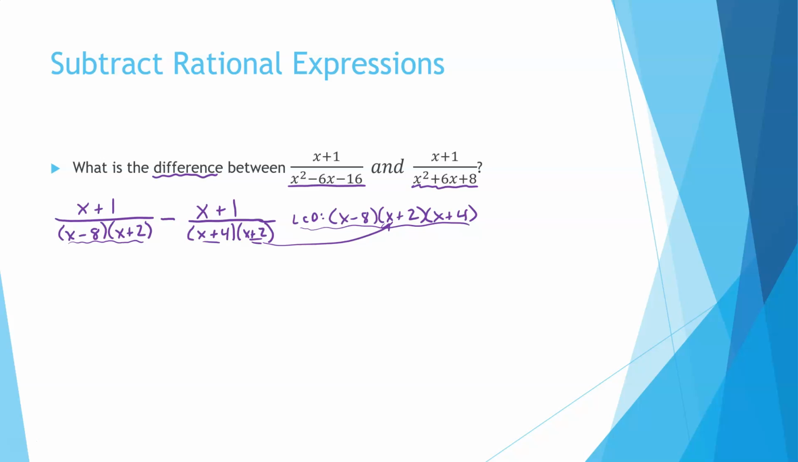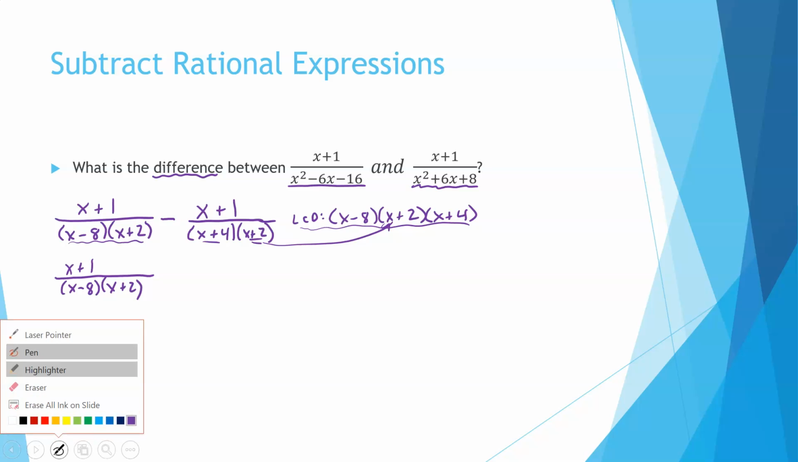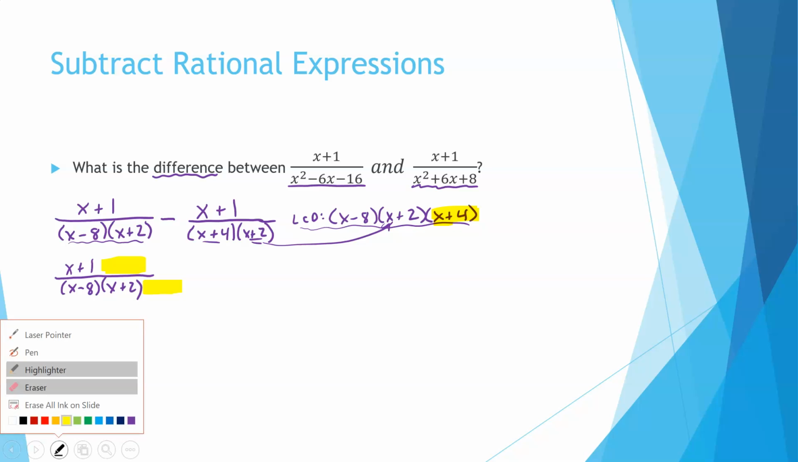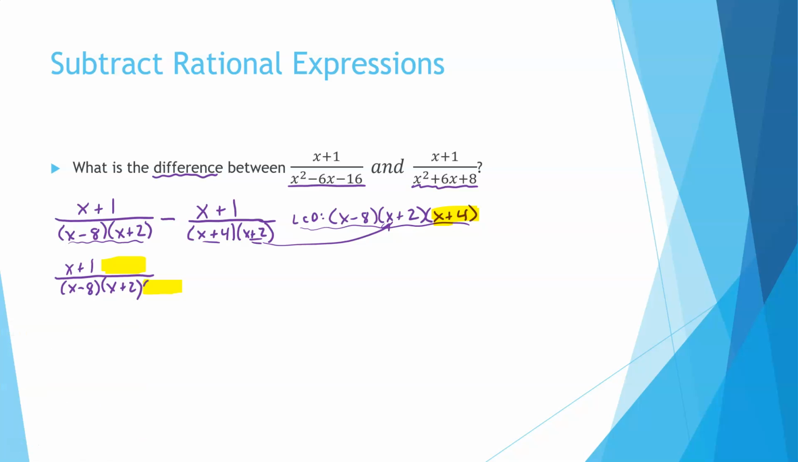My next step then is to make sure each of these fractions has that least common denominator. So I take my first fraction, and I say it currently has a denominator of x minus 8 times x plus 2. And I recognize that it is missing an x plus 4, which means I need to multiply the bottom by x plus 4. And the way I'm allowed to do that is if I also multiply the top by x plus 4. So I do that. Now, since I'm multiplying the top by x plus 4, I need to recognize that x plus 1 is also a binomial, so I must put that in parentheses.